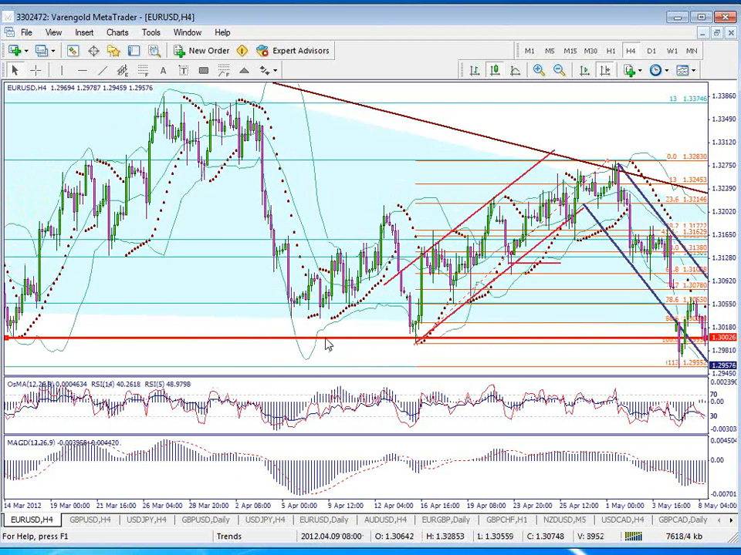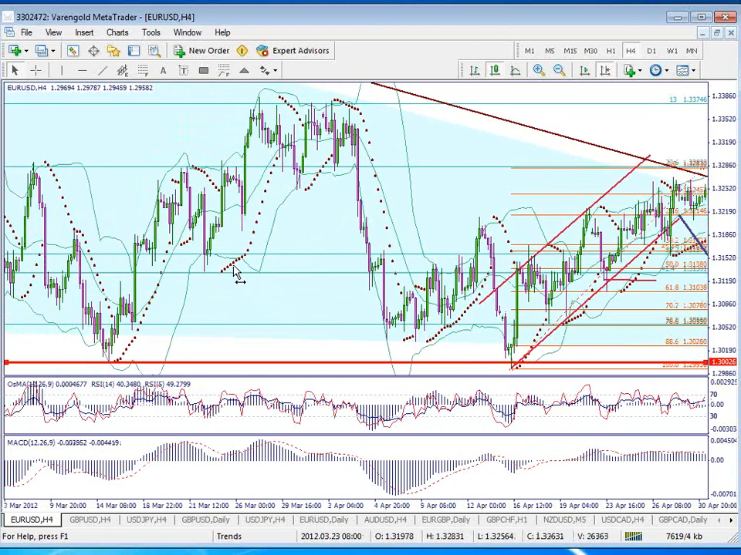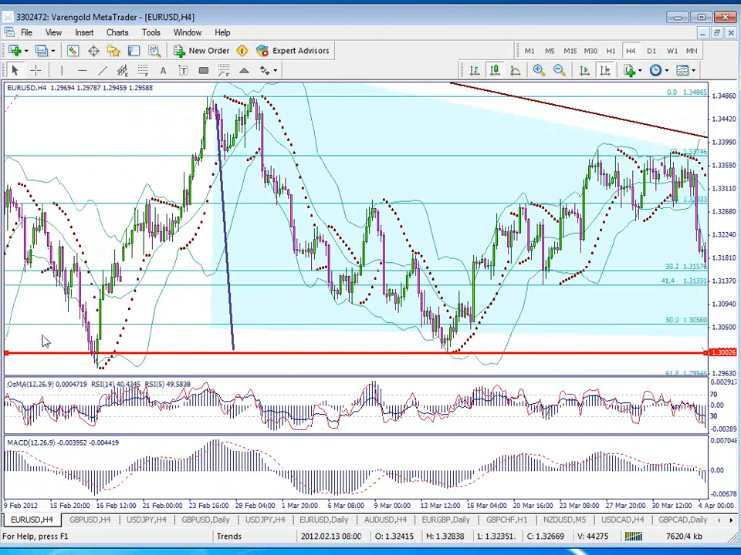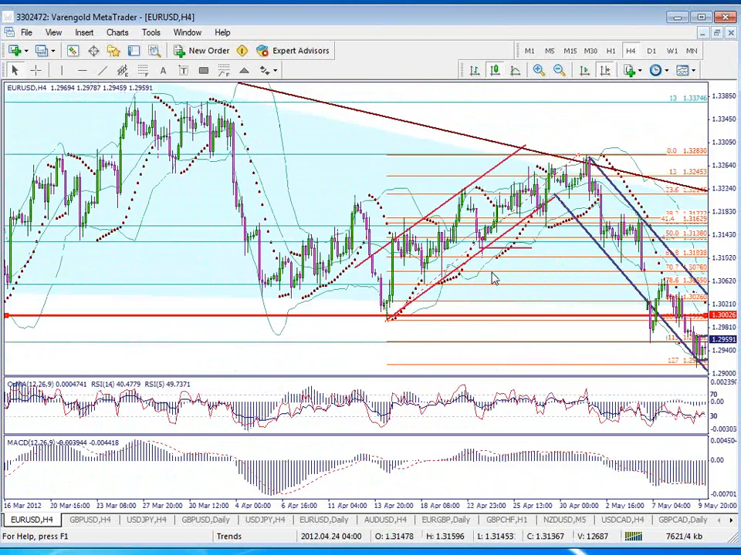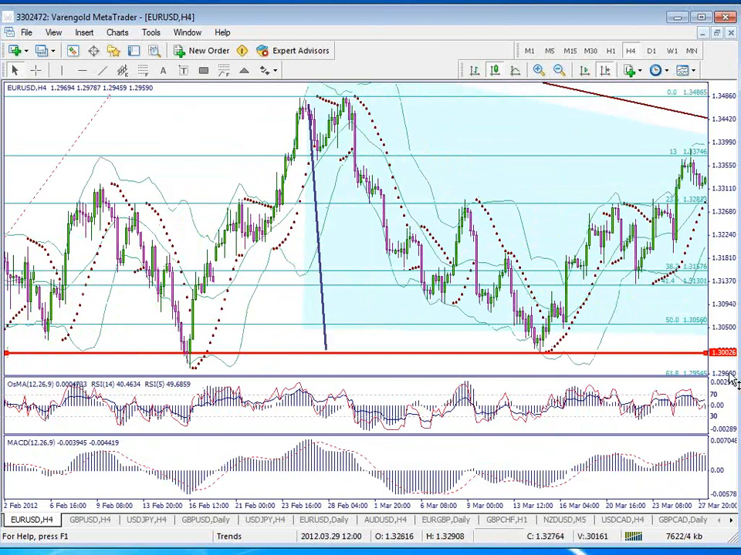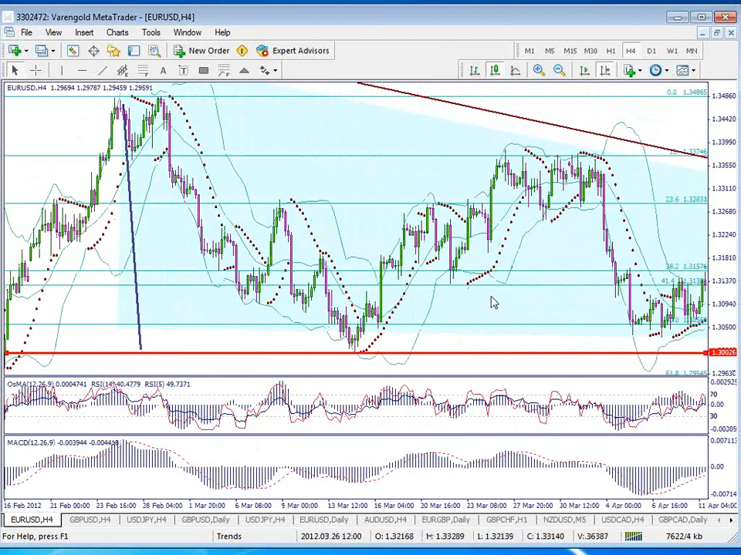As you can see, the pair just test this level in the history, but had not the power to go into the downside. So all the time was around this 1.3 thousand. And this level is just one psychological level.